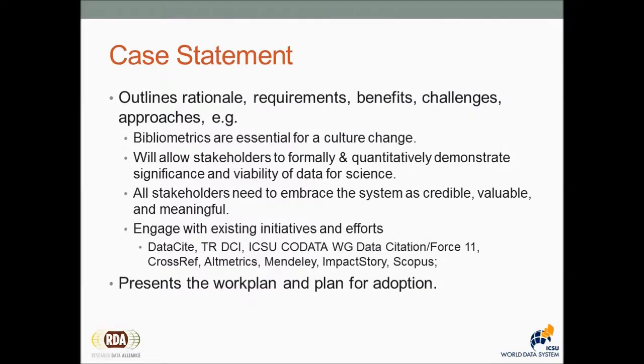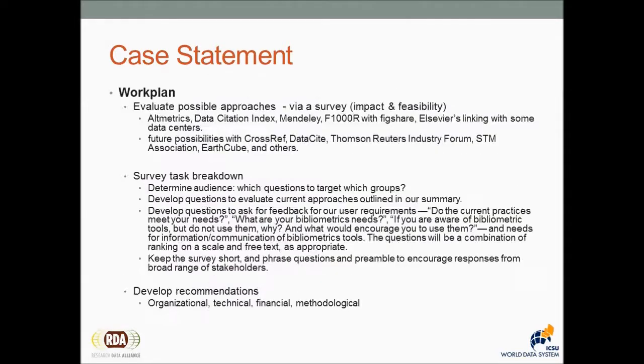In our work plan, the main thing that we're working on is producing a survey, talking to the various stakeholders like researchers, repositories, journal managers, journal editors and reviewers, to evaluate possible approaches that we could take. What sort of things do researchers and our stakeholders actually want data metrics to achieve? We have broken down the tasks for our survey. We're figuring out who the audience is, what we want to ask our audience, and then developing the questions for our user requirements.